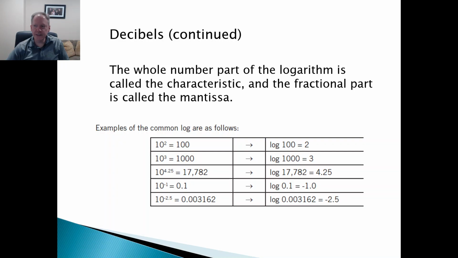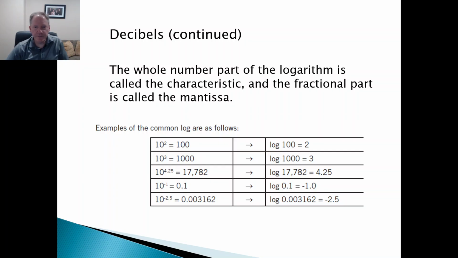All right. So an example of the common log is as follows. 10 to the second power equals 100. Or you could say, 10 to what power equals 100? And that's what a log is. Log 100 is basically saying 10 to what power equals 100. So log of 100 equals 2. And then log of 1,000 would be 3. Log of 17.782 would be 4.25. And then log of 0.1, which is 1/10, would be 10 to the negative 1, or negative 1.